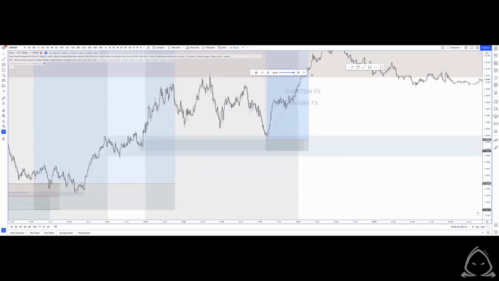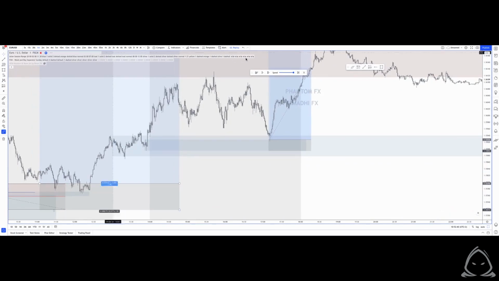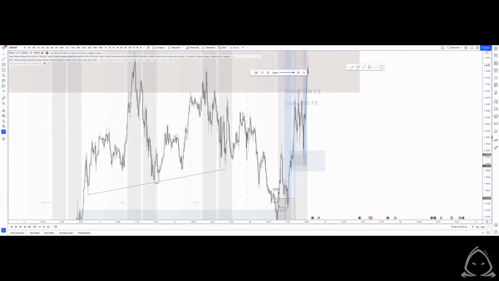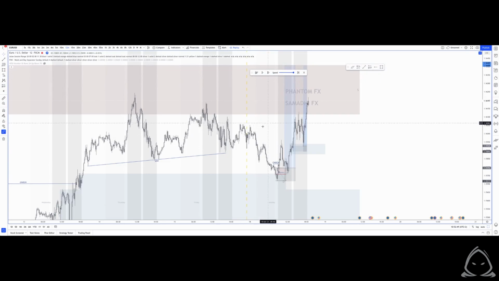Now let's see again this entry, because it's not easy, but basically this was the last break of structure. Okay, this level, this demand broke the previous level, tapped into this supply. This supply pushed the price lower to fill this imbalance, to grab this liquidity, to tap into the previous demand, and again build more liquidity above and continue to the upside.